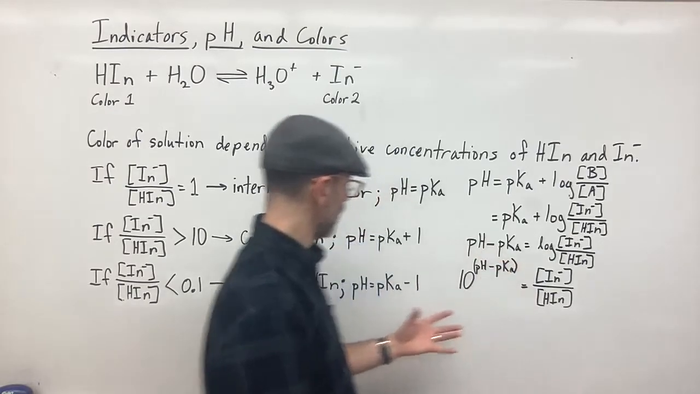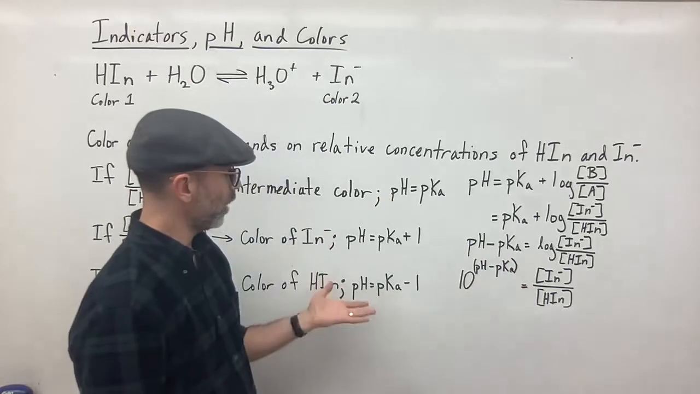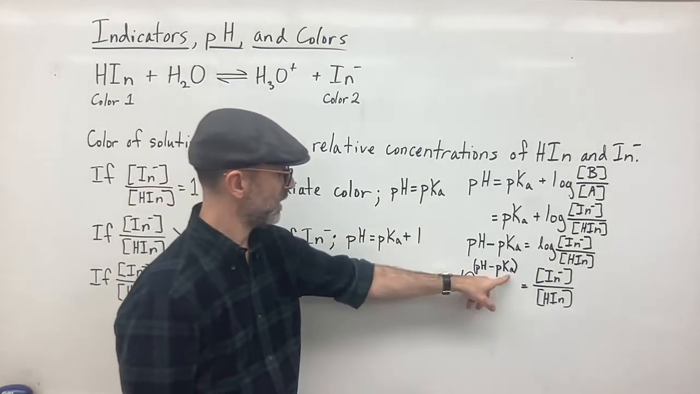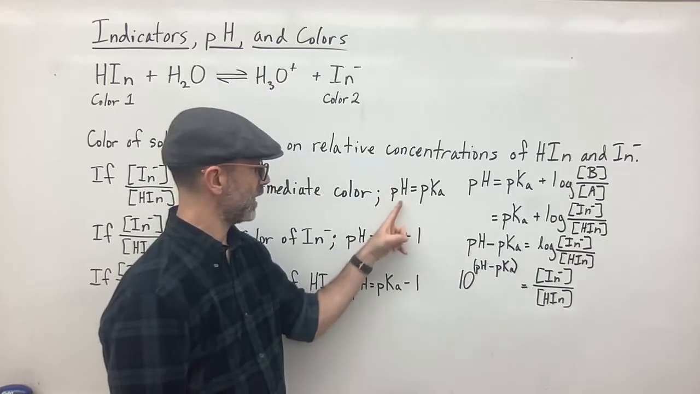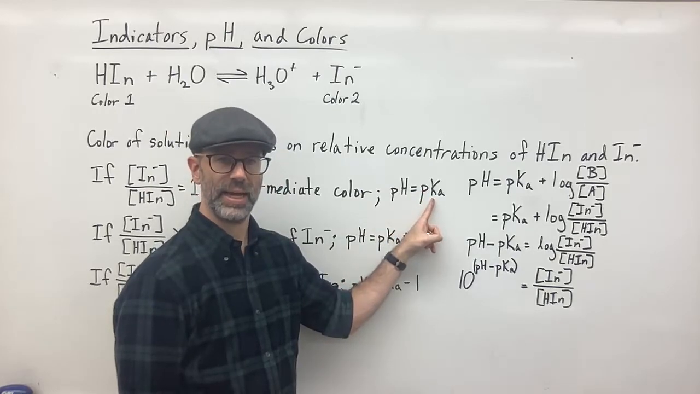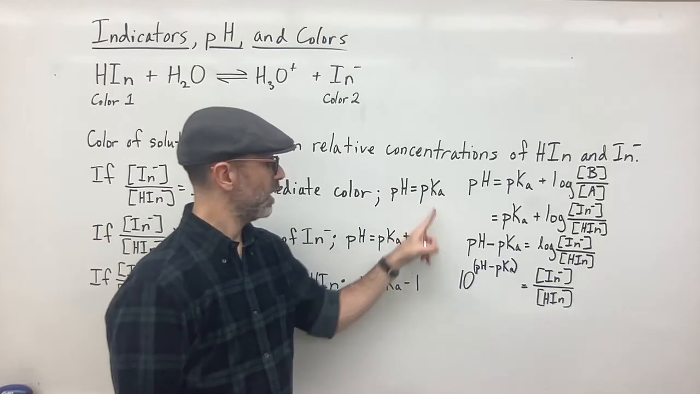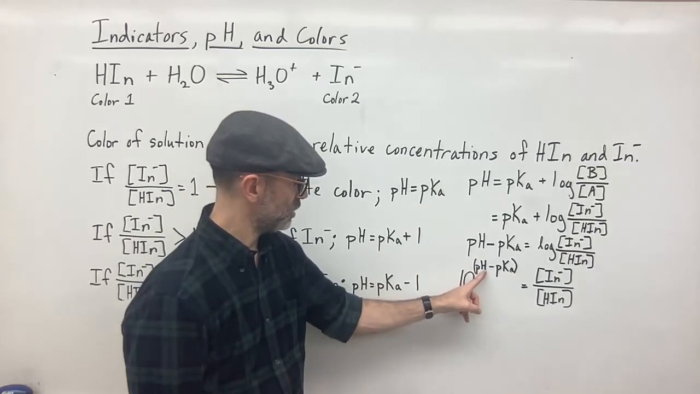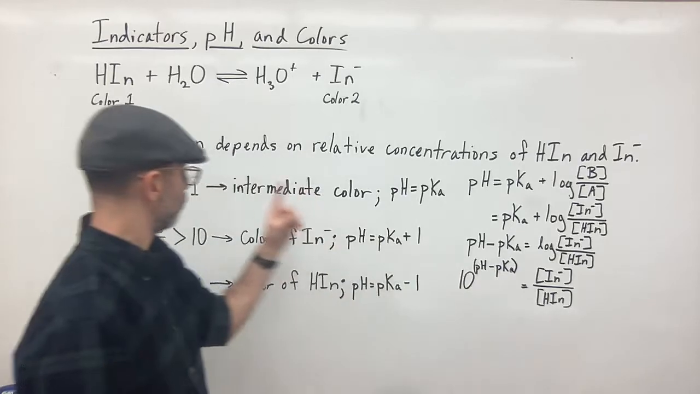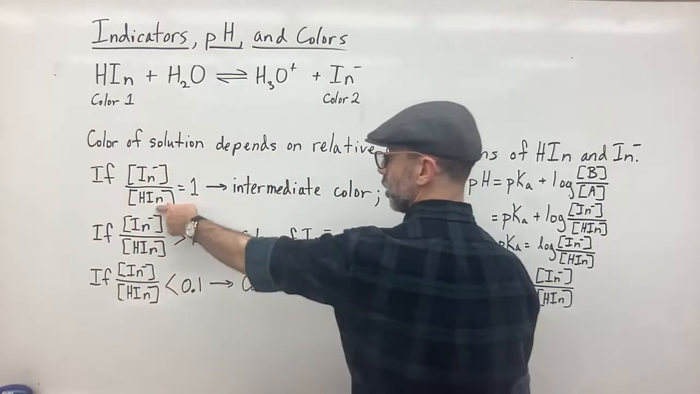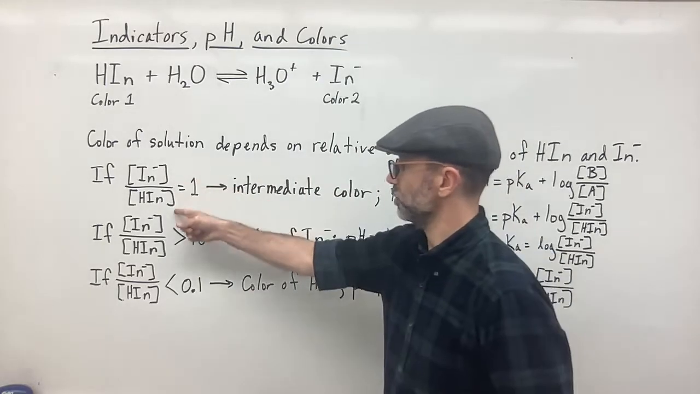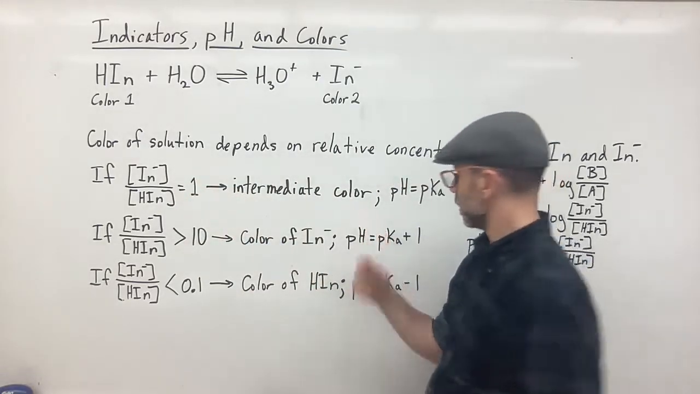So now we can kind of see here what happens if pH is equal to pKa. Well, if pH and pKa are equal, and this is the pH of the solution. So if the pH of the solution is equal to the pKa of your indicator, then what happens is that this becomes 0, and 10 to the 0 power is 1, and that's what we have here. So if the pH is equal to pKa, then the ratio is going to be 1, and we're going to get the intermediate color.